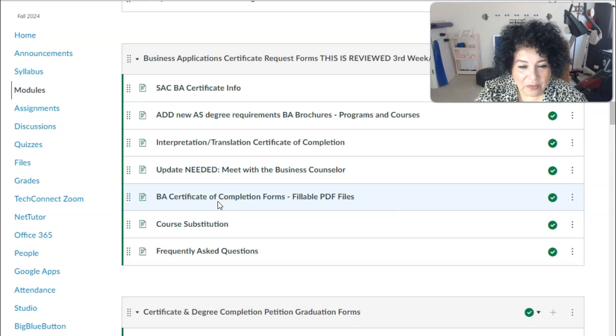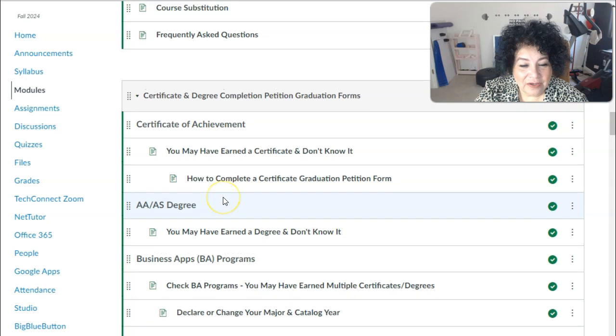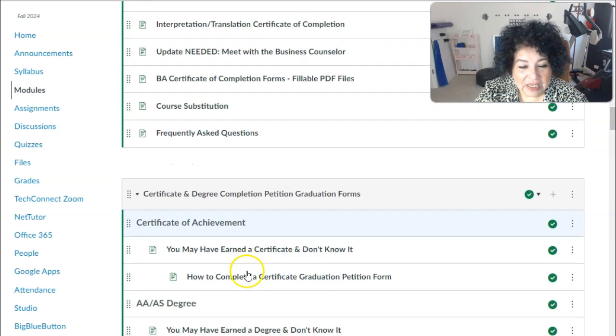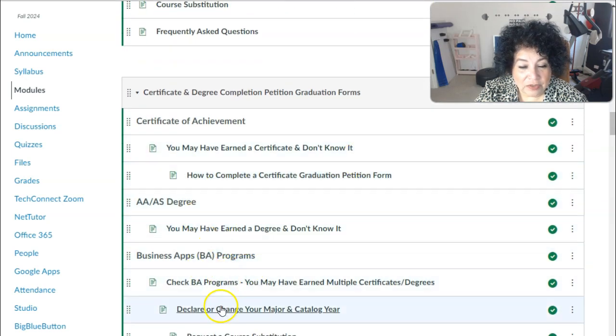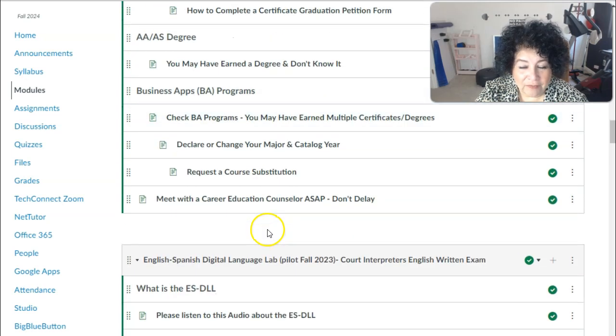There's going to be a video there where I show you how to do it. And then again, here are the completion forms for the certificate. It tells you here, depending on the certificate that you're completing, what it is that you need to do, etc. So all of that is here for information for you, to empower you.